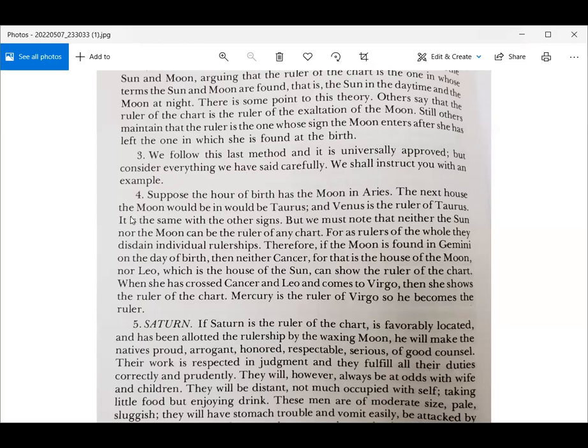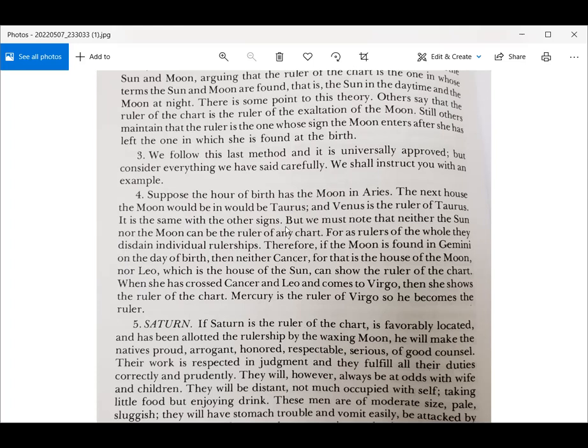The next house, the moon would be in Taurus, and Venus is the ruler of Taurus. It's the same with the other signs, but we must note. So, what does he say? He says, if your moon is in Aries, the next house would be Taurus. The ruler of Taurus is Venus. So, therefore, Venus is the chart ruler.